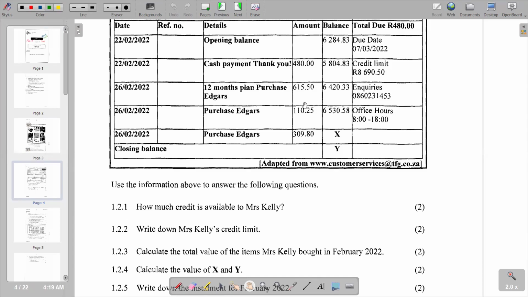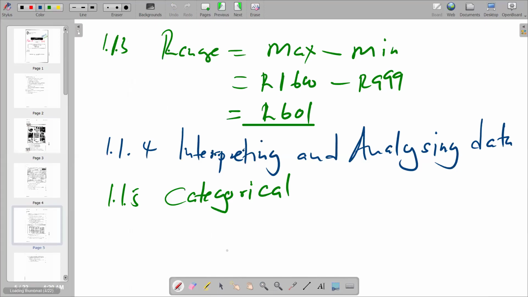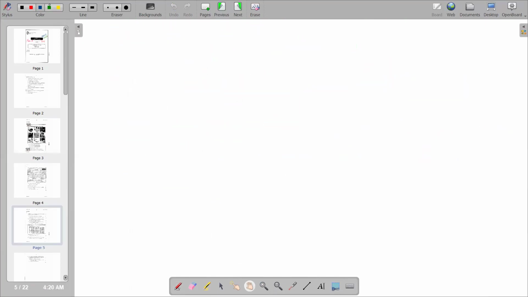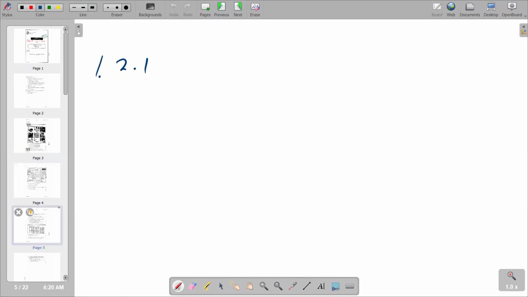So we check on the statement. Obviously, we have the credit available stated there, and we are saying we have got 2,405 rands at 67 cents. So basically, that's how we're going to state it on our answer section, whereby we are now looking at 1.2.1, and we have identified 2,405 rands 67 cents. So we just state that one, 2,405 rands 67 cents. So basically, that's what we have. Go to the next question.